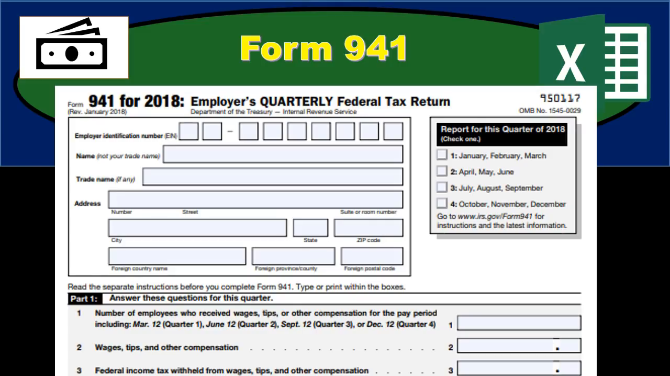In this presentation, we will take a look at Form 941, Employer's Quarterly Federal Tax Return.